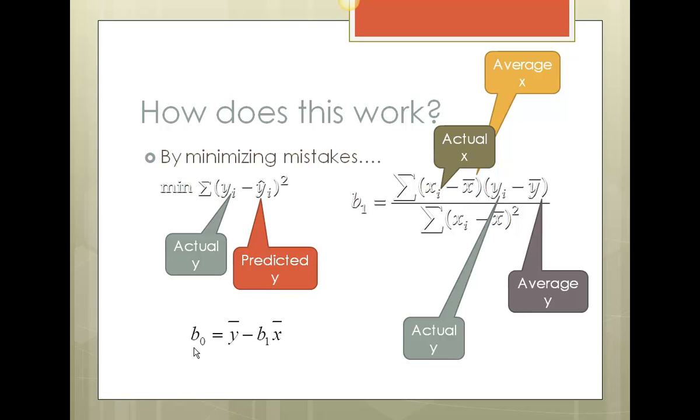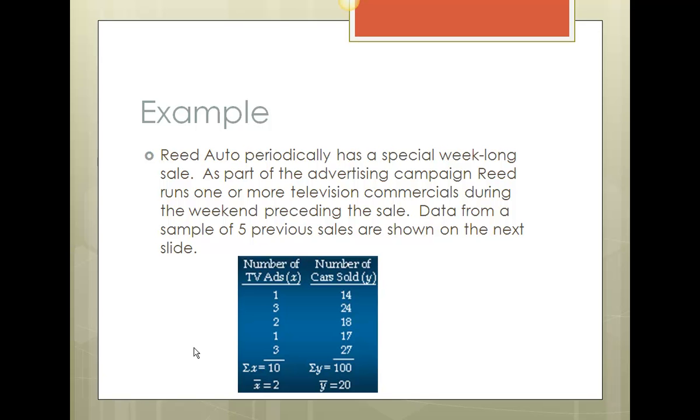We'll go through this twice, once where we do this by hand with a small data set, and then we'll look at it again where we show using Excel. So here's our example. Reed Auto periodically has a special week-long sale. As part of the advertising campaign, Reed runs one or more television commercials during the weekend preceding the sale. Data from a sample of 5 previous sales is shown.